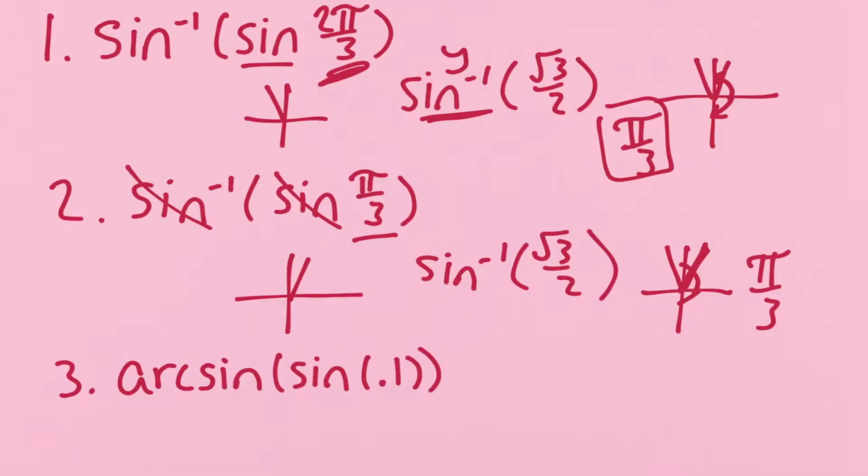Here we have arcsine of sine of 0.1. So we can cancel if 0.1 is between negative pi over 2 and pi over 2. Negative pi over 2, if you type that in your calculator, negative pi divided by 2, you'll get negative 1.6, and then pi divided by 2, 1.6. 0.1 is between those two numbers, so 0.1 will be your answer.